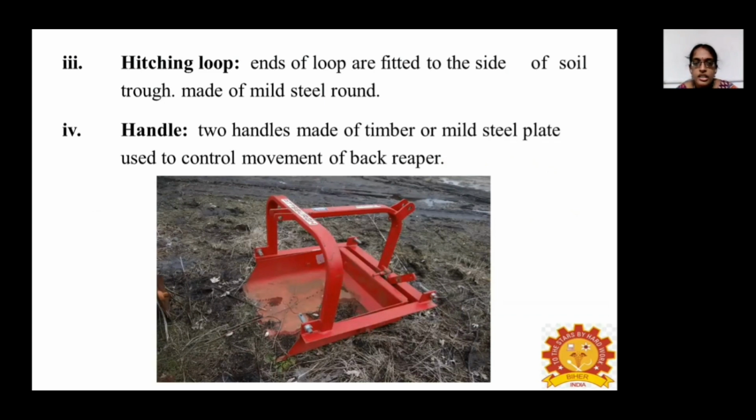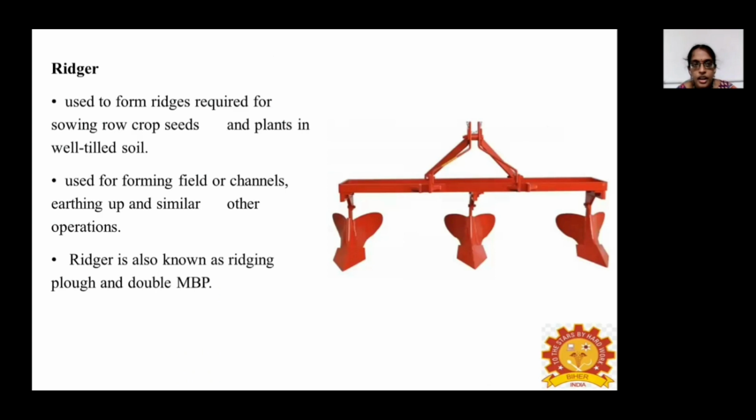The end of the loop is fitted to this side of the strap, and it is normally made up of a mild steel round. The handles are made up of timber or mild steel plate, which is used for the control movement of the ripper. The ridger is used for sowing root crop seeds and plants in well tilted soils, and it is used for forming the field channels, and earthing up and other similar operations.